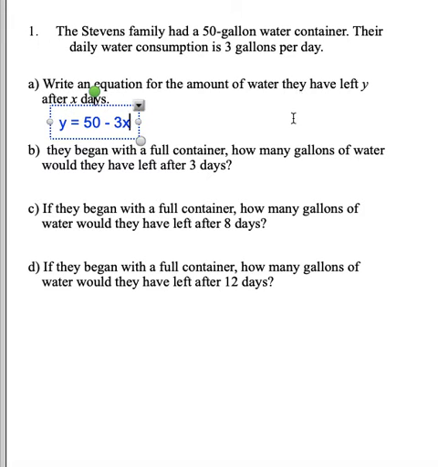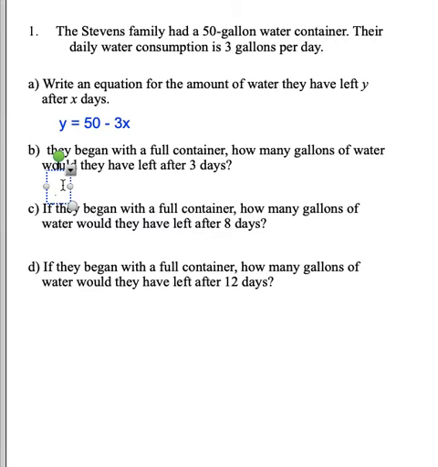And you have to be careful with the order on subtraction. If instead you wrote y equals negative 3x plus 50, that's the same thing. But if you had written y equals 3x minus 50, that's different, because that would be saying they're starting with negative 50 gallons of water and they're gaining 3 gallons a day, which is not correct.